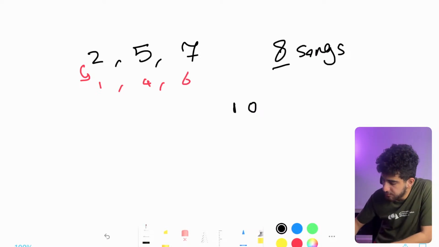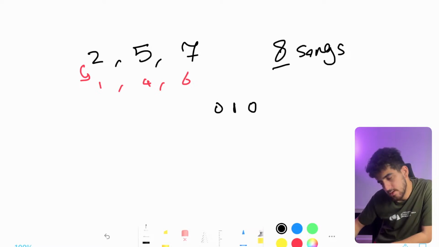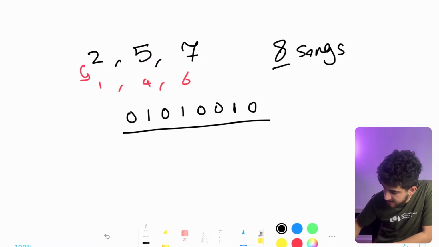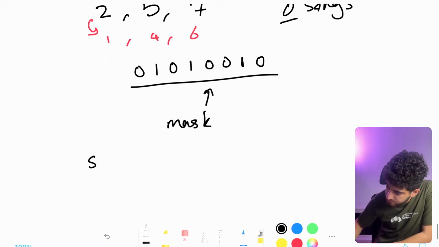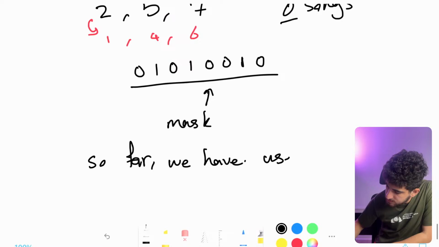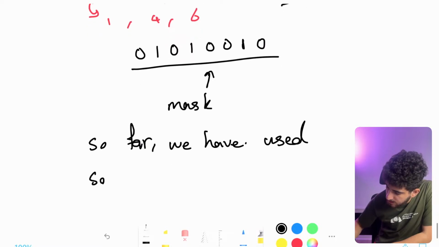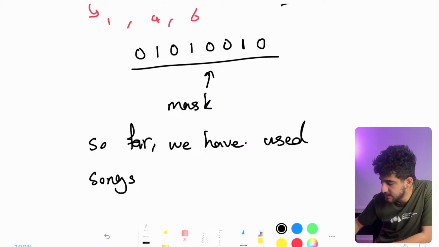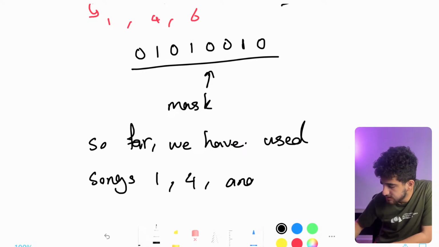It would be 0, 1, 0, 0, 1, 0, 1, 0. This mask shows that so far we have used songs. I write in base 0. I like 0-based songs 1, 4, and 6.